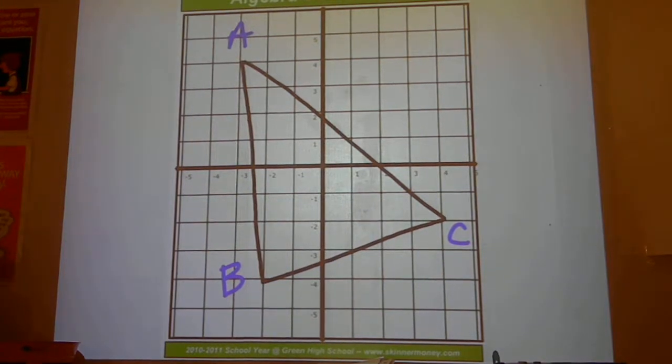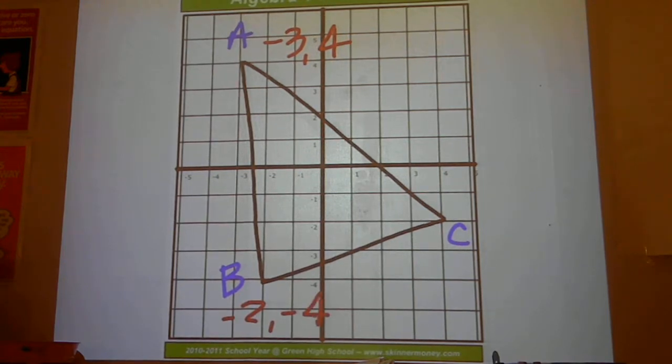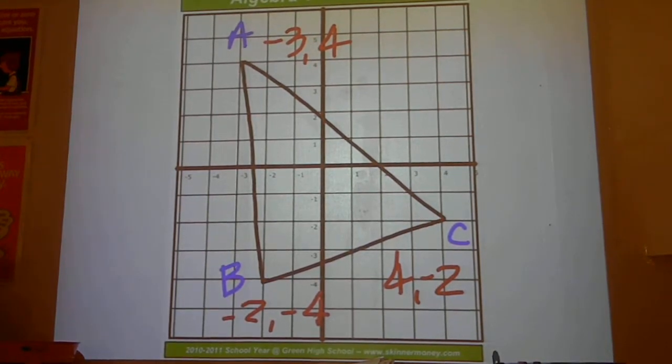Now give me the points. What is the point for A? -3, 4. The point for B? -2, -4, and the point for C? 4, -2. Okay, now to find the distance, here's what you need to do.